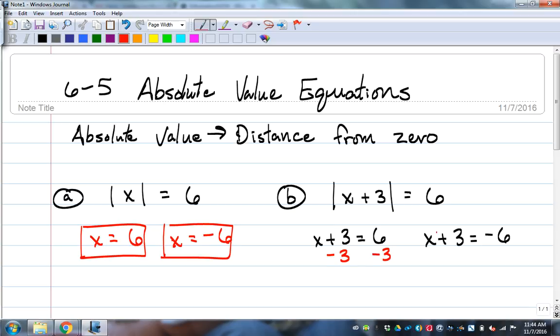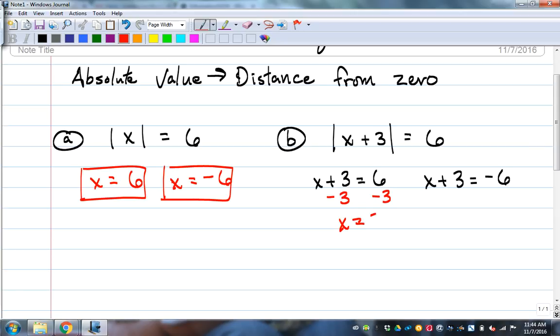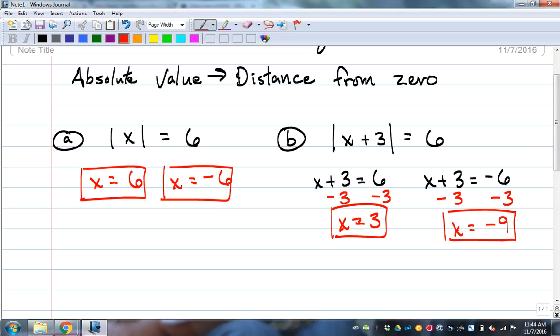One answer would be x equals positive 3. The other answer would be negative 9. Just by solving those 2. If you plug each of those in one at a time, 3 plus 3 is 6. The absolute value of 6, still 6. If I plug in a negative 9, negative 9 plus 3 is negative 6. The absolute value of negative 6, 6. So that's why both of those are the answers to that equation. So we're going to set up 2 equations and solve.